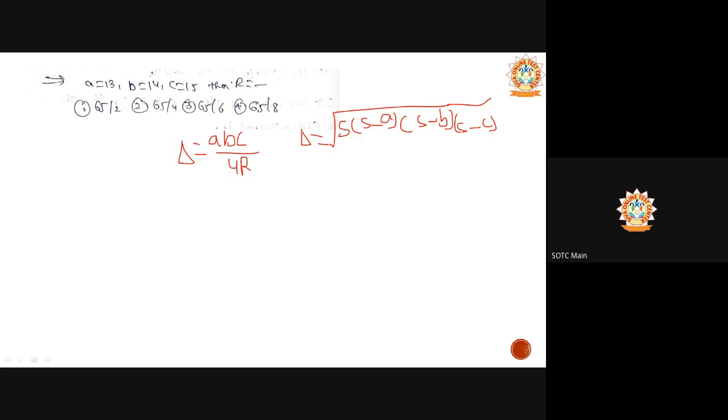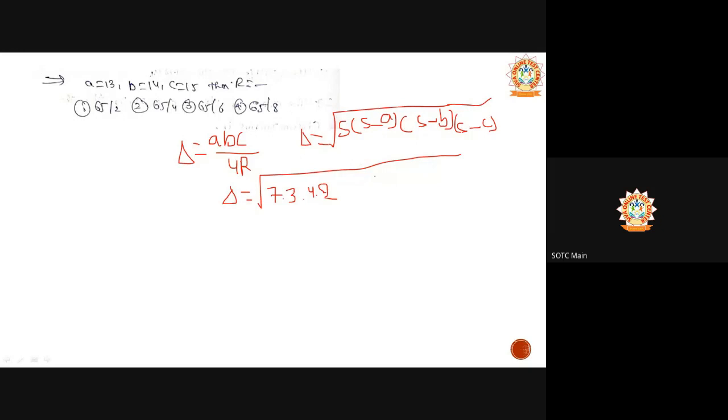What is S coming? 21, sir. Very good. 21. What is delta? Delta is equal to under root S into S minus A into S minus B into S minus C. S is 21, so let us write this as 7 into 3. S minus A, that is 13, so 21 minus 13 is 8. So write 4 into 2 because these are under root.